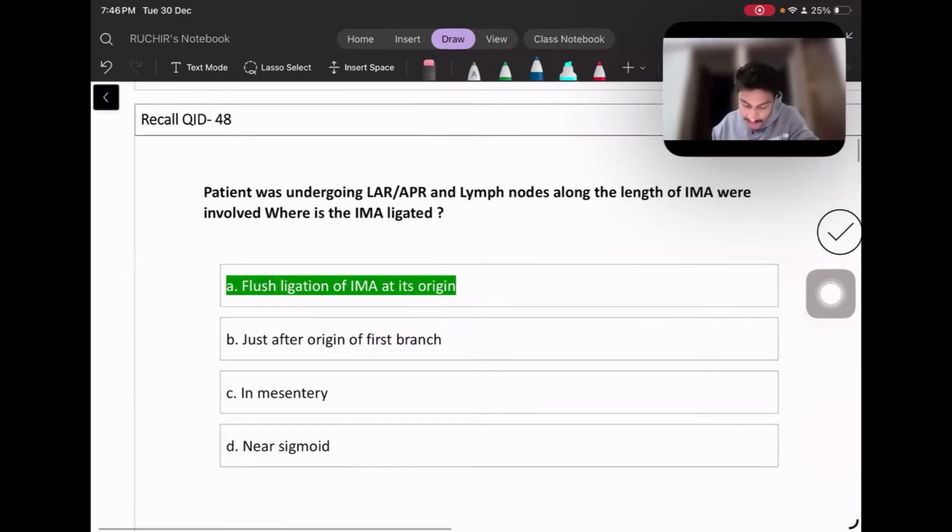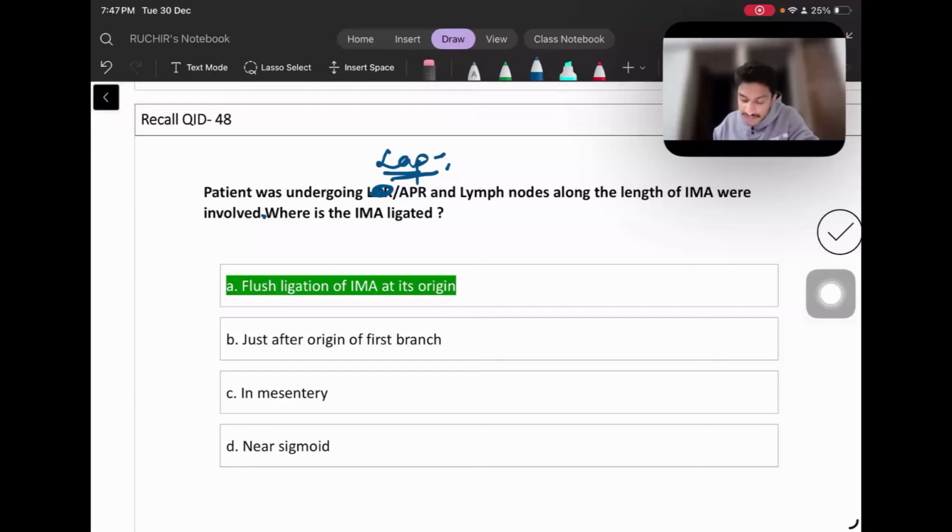That is about a patient who is undergoing LAR or APR. What was the surgery exactly? I think it was a lap APR. That is what some of you have told me. Was it LAR or APR? And the lymph nodes were present along the length of the IMA. So where is the IMA ligated? Can you help me out with the question stem? APR. Okay. Lap APR. And the lymph nodes were present along the length of the IMA. Was that the question?